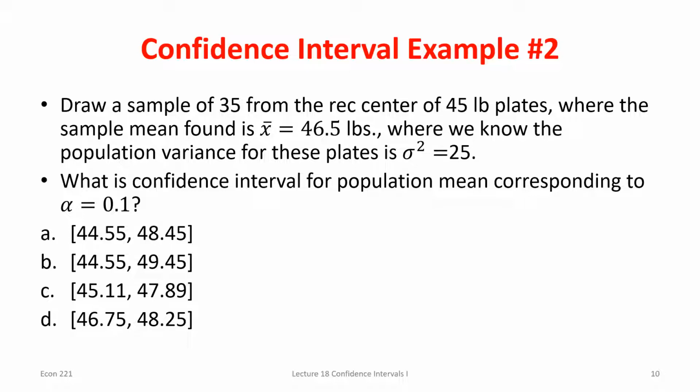It might seem like a dumb example, but I'll use it to show you how far-reaching this idea is. So let's say I go over to the rec center and they've got all these weight plates and they say they weigh 45 pounds, right? Well, I take 35 of them, I weigh them all, and I get a sample mean weight of 46.5, right? The original production process has a variance of 25 pounds, right? So I don't know exactly how these are created.